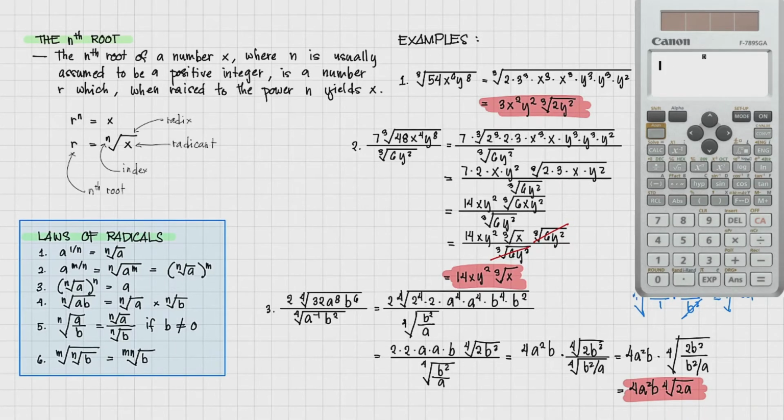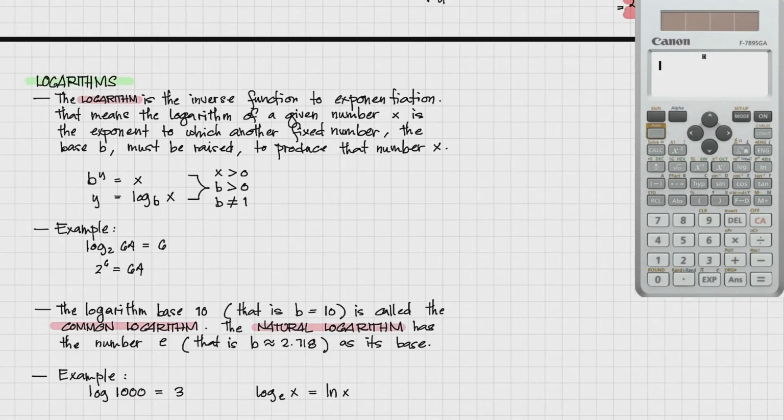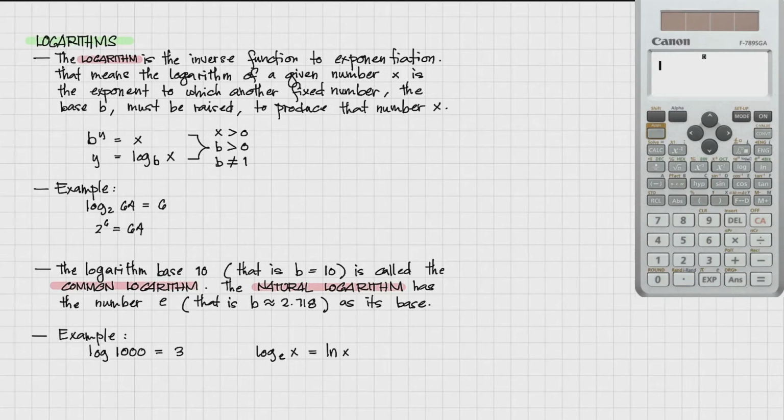Right, so on to our next topic, which is logarithms. So what is a logarithm? It is the inverse function to exponentiation. That means that the logarithm of a given number x is the exponent to which another fixed number, the base b, must be raised to produce that number x. Or in simpler terms, if you have a number b raised to y and that is equal to x, if you want to solve for y, it would be equal to log of x base b, provided that x is greater than 0, b is greater than 0, and b is not equal to 1.